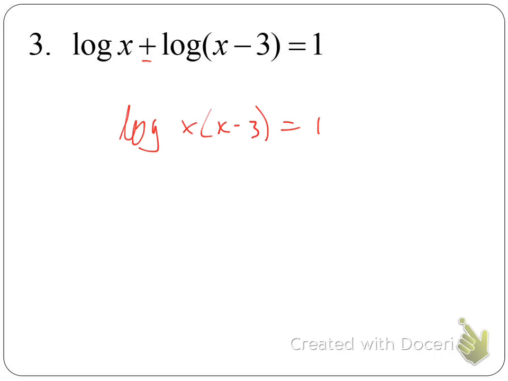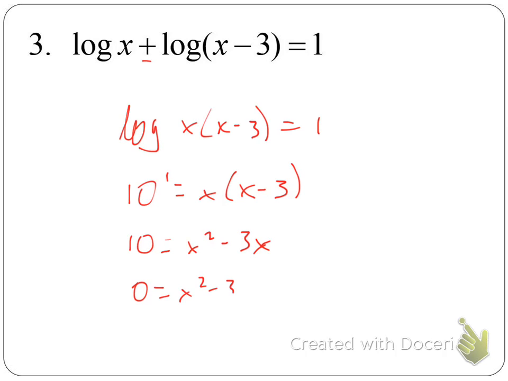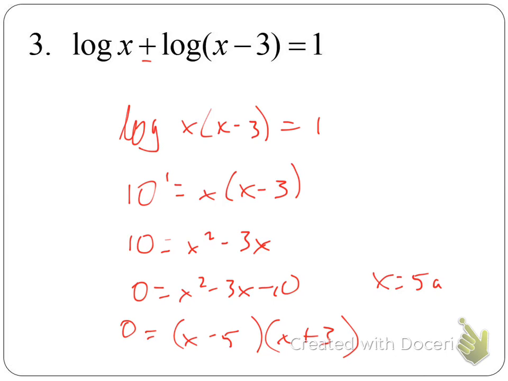Okay, now we still cannot drop the logarithm because there's not one on the other side of the equal sign. So we do a little switcheroo here. So 10 to the first equals x times x minus 3, and then we solve, and we have a quadratic equation. Got to get it equal to 0, so subtract the 10. And then we factor and solve. So this is going to be x minus 5 and x plus 3. Our two solutions become 5 and negative 3.